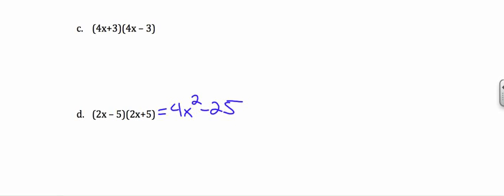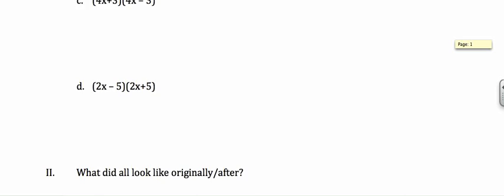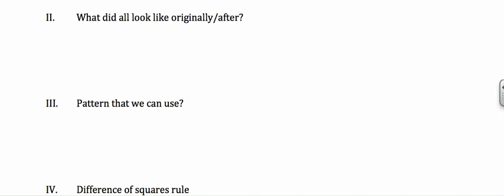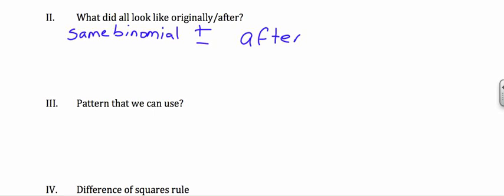Okay, so think about what you saw originally and what you saw after there. Hopefully you've already thought about that, but if you haven't, you can pause and come back. But assuming you have, what did they all look like originally and after? Well, what hopefully you noticed is that it was the same binomial, except one had a plus and one had a minus in it. So we had 2x plus 5, 2x minus 5. And then after, we still had a binomial. That's exactly what we had afterwards.